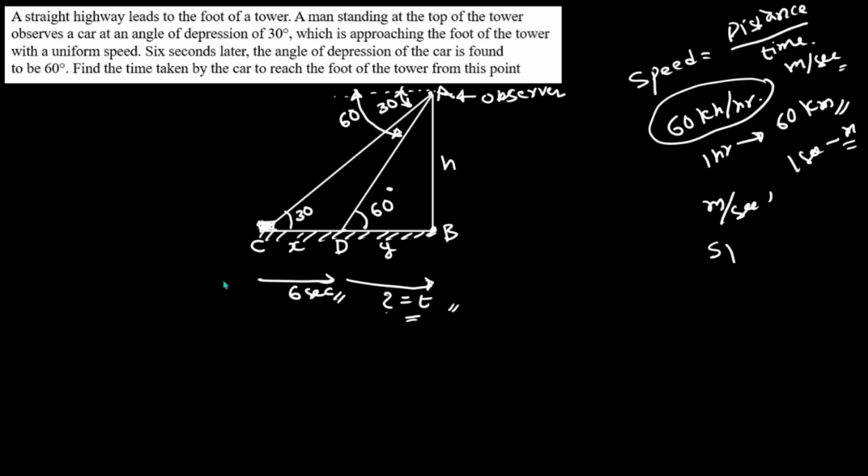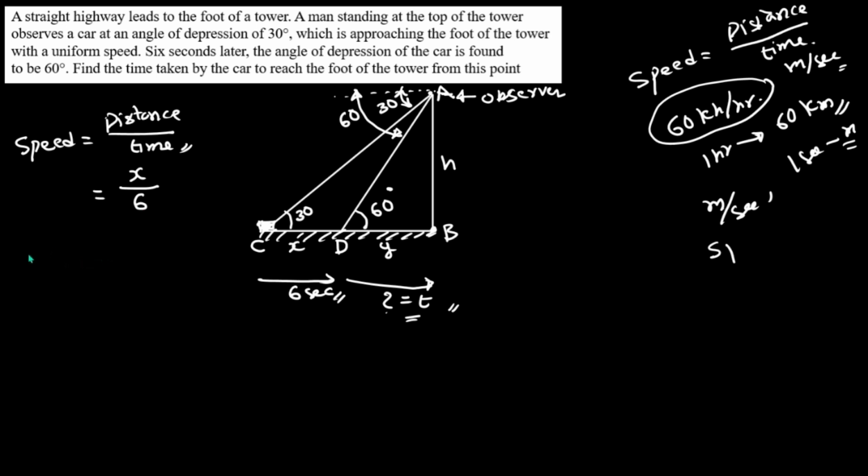Now, how do we calculate the speed? Speed is equal to distance traveled divided by the time. So let's calculate the speed when the car is traveling from point C to point D. How much distance did he cover? He covered the x distance, right? And what is the time he has taken? The time taken is 6 seconds. So it is x by 6.